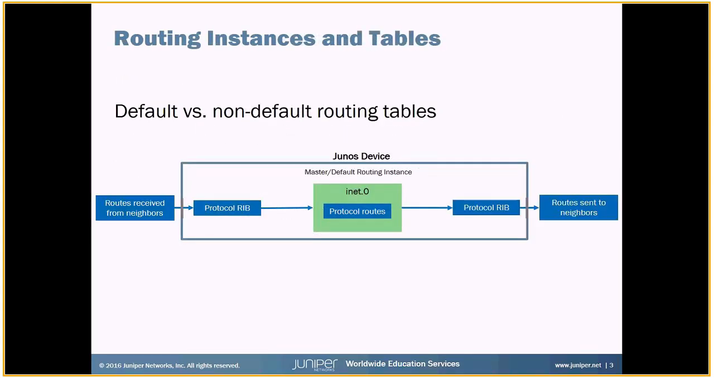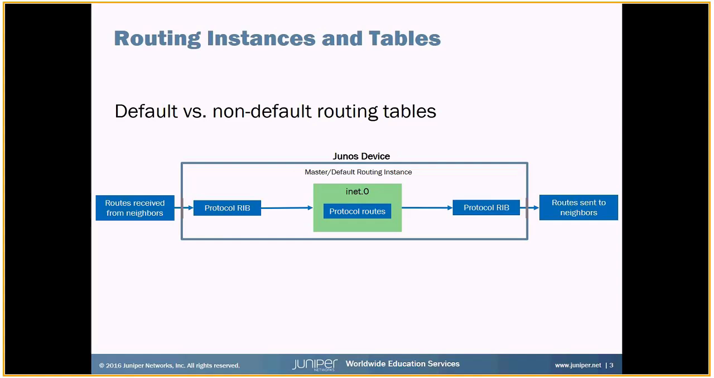So let's pause things here and just talk about the idea from the previous page, the idea of default versus non-default ribs or routing tables. This is a simplified diagram, and it's the way we usually think of routes flowing through a device. Routes come in on the left side there. They go into their related protocol rib. The rib runs some algorithms and determines which routes to install into the actual routing table, in this case, inet.0.